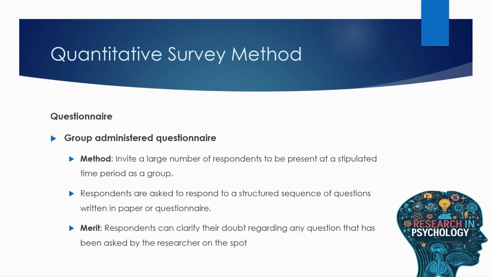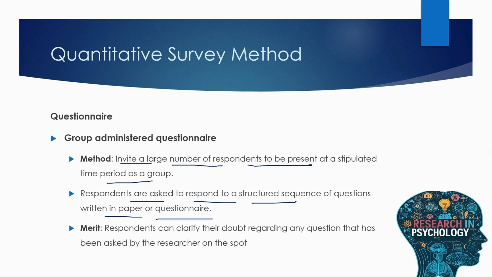The next is group administered questionnaire. So here the method is that the researcher invites a large number of respondents to be present at the same or stipulated time period as a group. So the researcher will be deciding upon a time and then intimating this time to a group of respondents and inviting them to come over to the designated location at that specified time. Alright. And then the respondents are asked to respond to a structured sequence of questions written in paper or questionnaire. Right? So you invite them, you make them sit, you make them comfortable, give them the questionnaire and ask them to respond to the questionnaire as truthfully as possible, right?